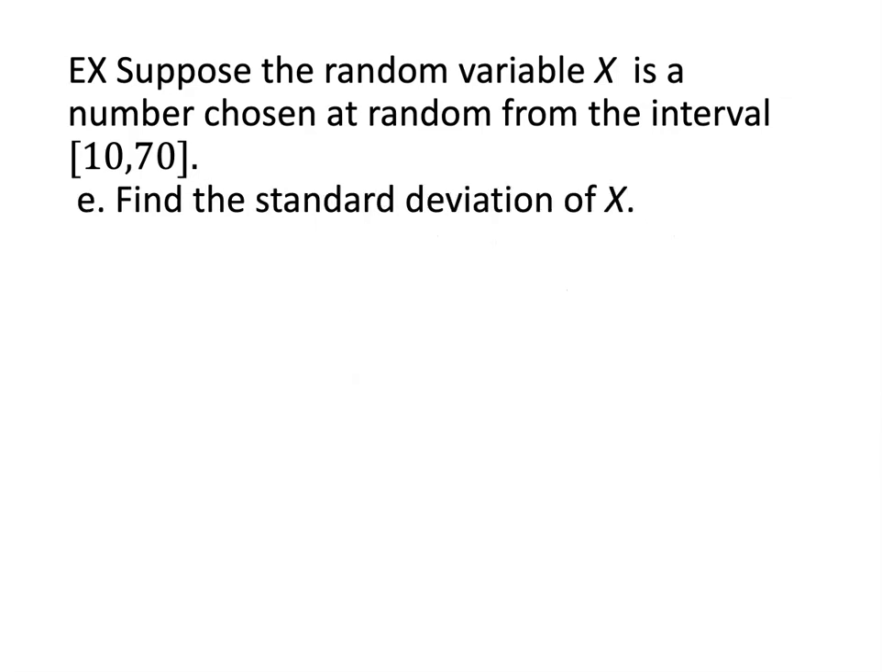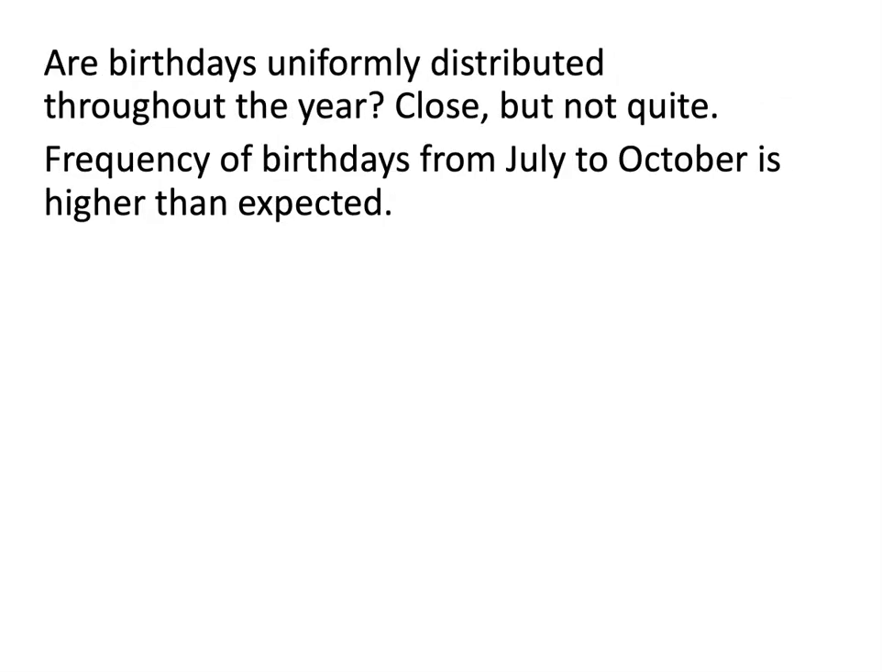Find the standard deviation of x. I didn't give you the formula for this, but maybe you can figure this out. The standard deviation sigma is the square root of the variance, as always. So that's going to be the square root of 300, because we saw a moment ago that the variance is 300.